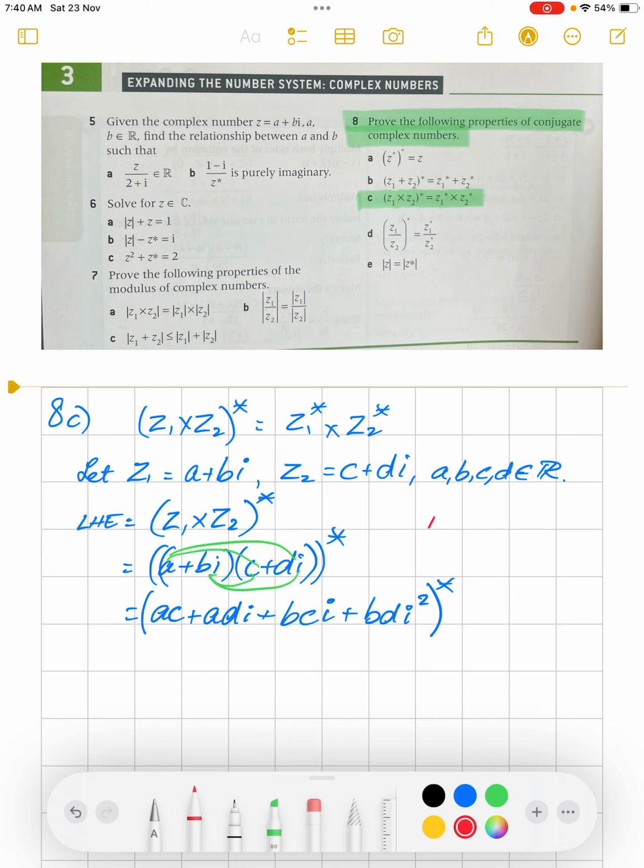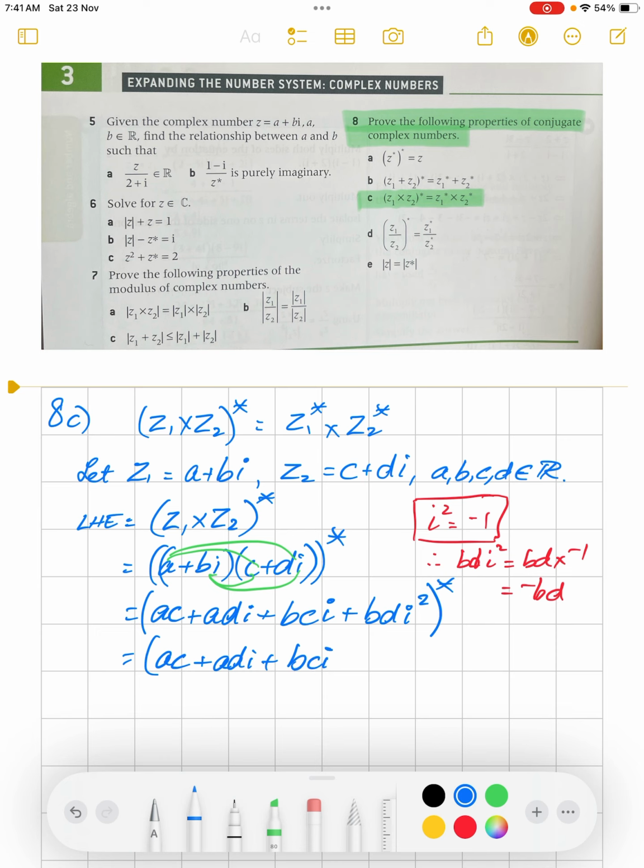Now I squared is -1, that's a complex number. Therefore, BD I squared is BD times -1. So I'll replace that with negative BD. So let's just replace that with AC, ADI, BCI. We'll place this here with a minus BD. Okay, we want the conjugate of that.